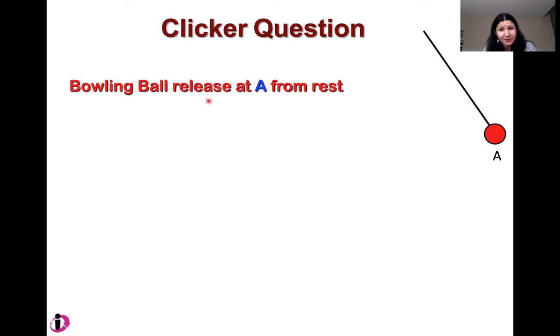So imagine this bowling ball is released from point A. You take it, you move it up, and you let it go. What's going to happen? It's going to swing this way. It's going to go from point A to this position to C, and then back to A, and so on. So let's think about it in terms of energy.